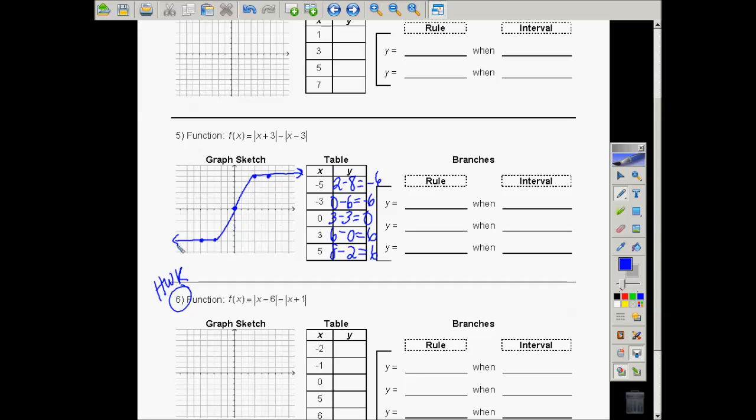8 minus 2 equals 6. All right, so reading from left to right, what is this y equal?